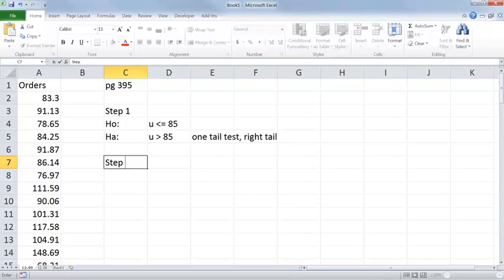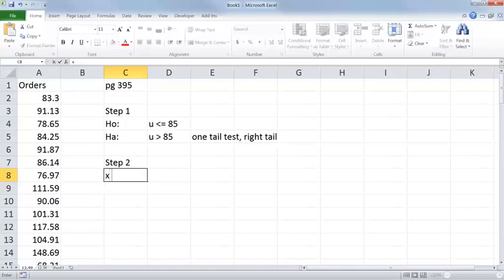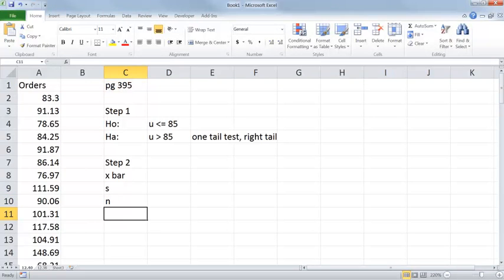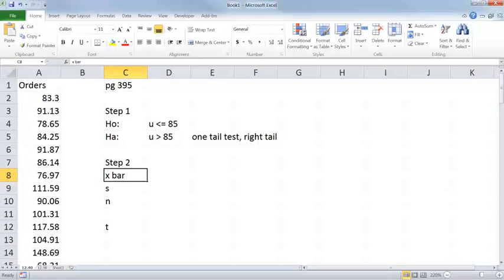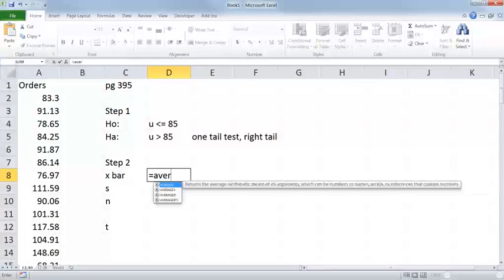Step two is go collect the data and calculate your test statistics and some other things. So we have the data over here. Here's our raw data. And we need to find a few things, right? We've got to find X bar, our sample standard deviation, S, and we're going to need to know N. And then at the end of the day, we're going to find a T statistic, because we're doing means here.